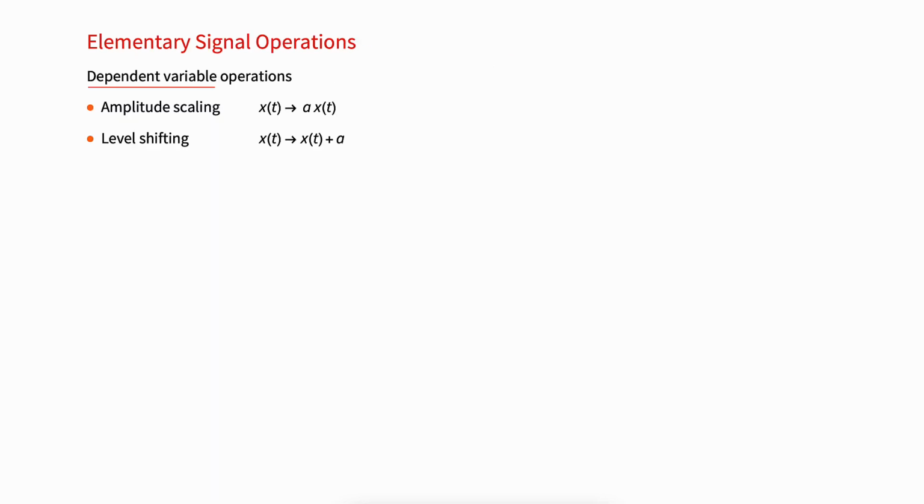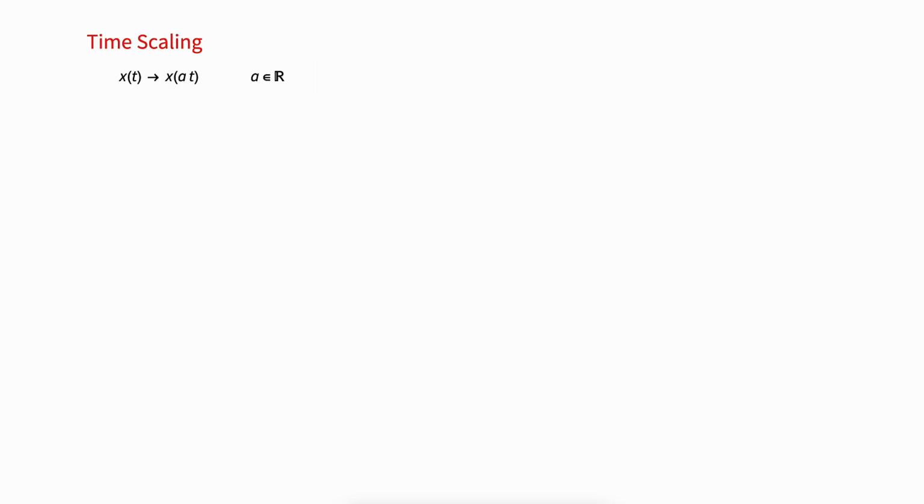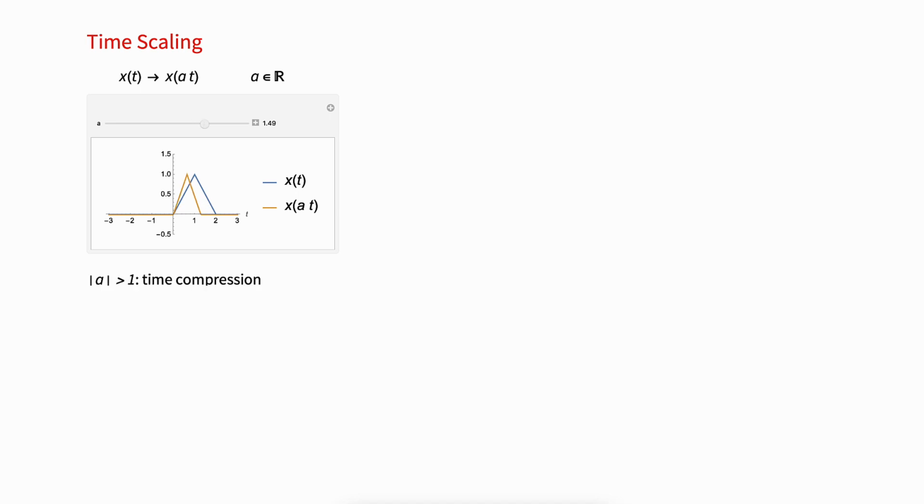So far we applied these operations on the dependent variable x. Next, we will see the effect of scaling and shifting on the independent variable t. When time is scaling, we multiply the independent variable t by a constant scalar a and transform the signal x of t to x of a times t. Plotting the old signal and the new signal, starting with a equal to 1. If we increase the value of a for values which are greater than 1, the signal gets compressed horizontally. This is what we call time compression.